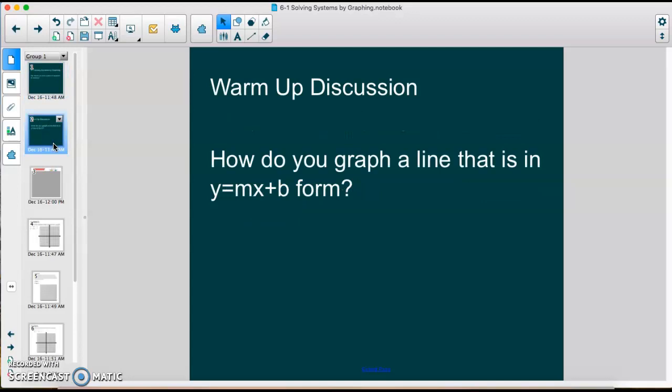A little warm up here, discussion: how do you graph a line that's in y equals mx plus b form? Basically, first we look at the b because that's where it crosses the y-axis, and we put the point at that spot on the y-axis. And then we use our slope to find our next point. So we go from that point that we just plotted, and we use our slope to determine the next points, and then we can draw our line.